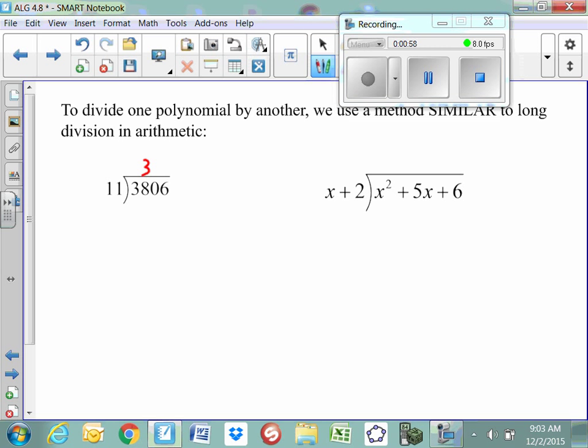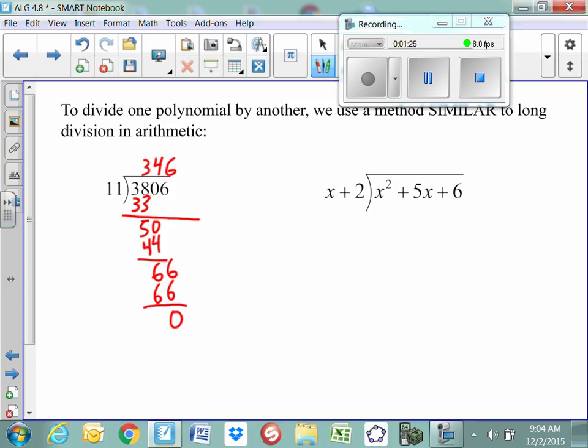We multiply the 3 times the 11, 33, and then we subtract. We drop the 0. 11 goes into 50 4 times, 44. We got a 6, drop the 6, 11 goes in there, right, 66, no remainder, so we know that it goes in evenly. We're going to do something very similar with our x plus 2.